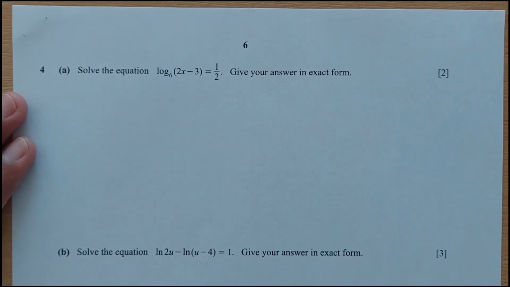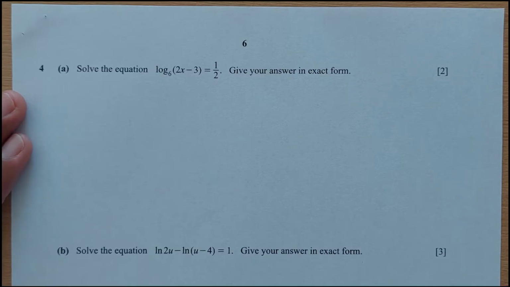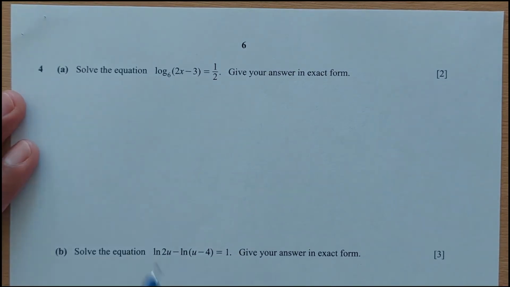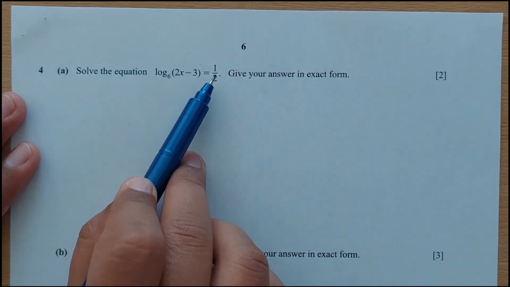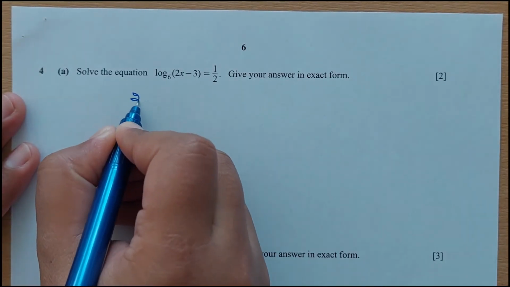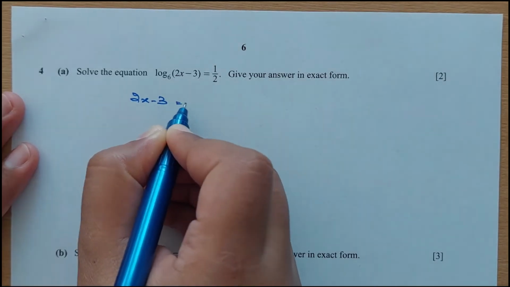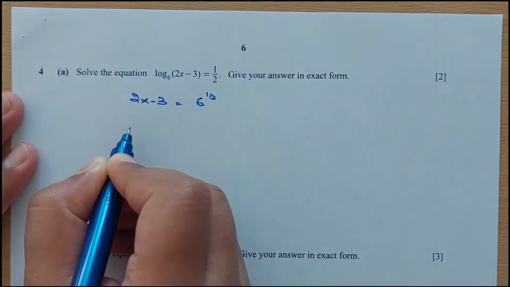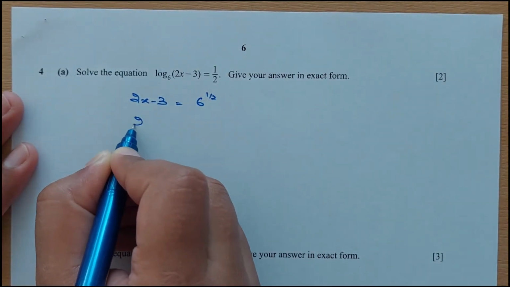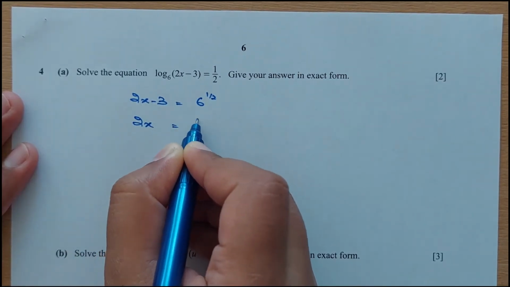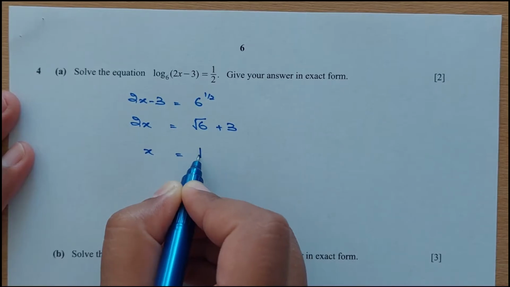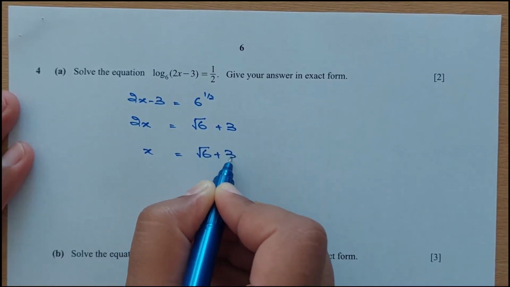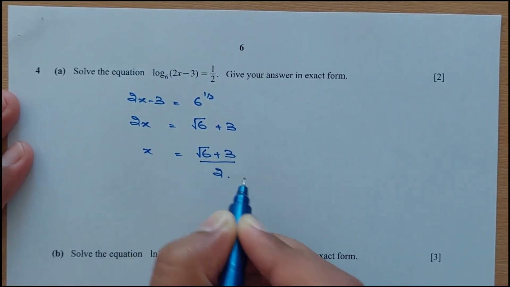Question number 4 in A part, solve the equation, give your answer in exact form. Okay, so we need to convert the logarithmic form to exponential form. We have log base 6. So we have 2x minus 3 equals 6 power 1 by 2, right? And from here, 2x equals square root of 6 plus 3, and the x value equals (square root of 6 plus 3) divided by 2. So this is the value for x.